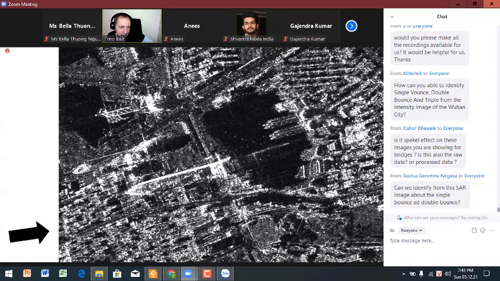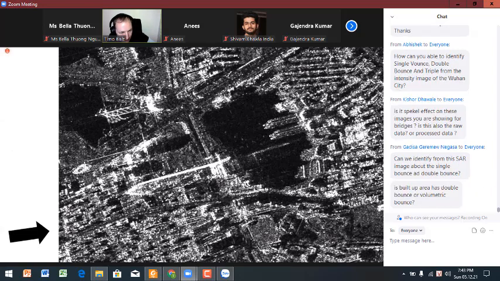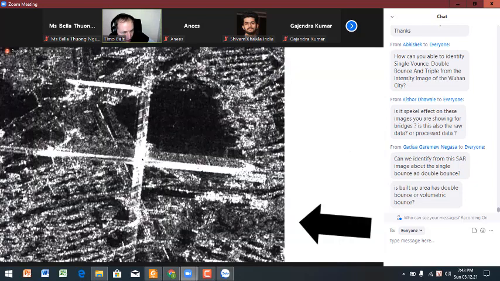Now let's take a look at that building from the other orbit. Now from the other orbit, it looks like this. And what we see here is a layover and a very, very strong scattering center. So what you see here, what I paint here on the side, these are side lobes.